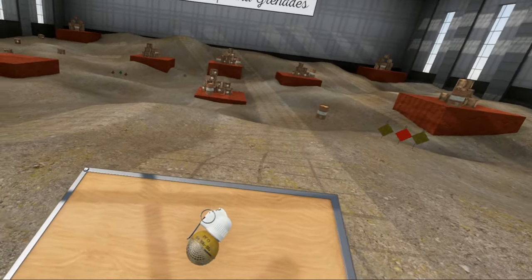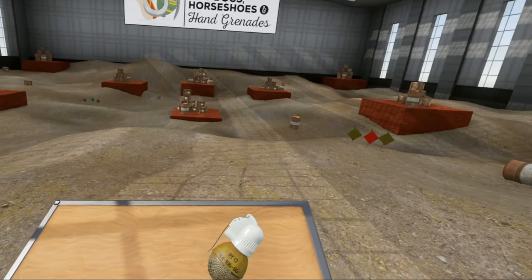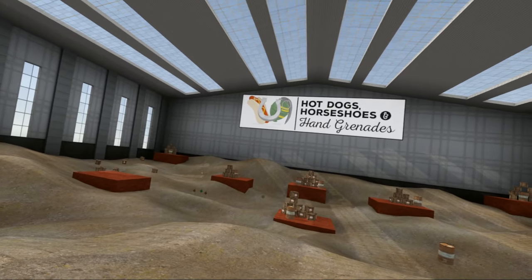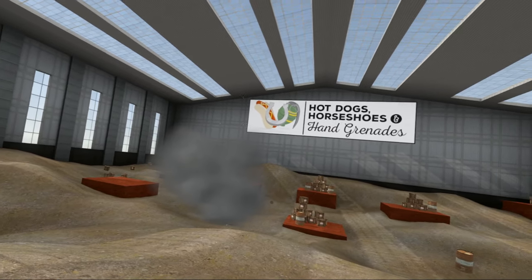So yeah, I think that really covers it. It's still in use today by the Russian army, as well as the Ukrainian army, apparently. And it goes boom. What more is there to say?